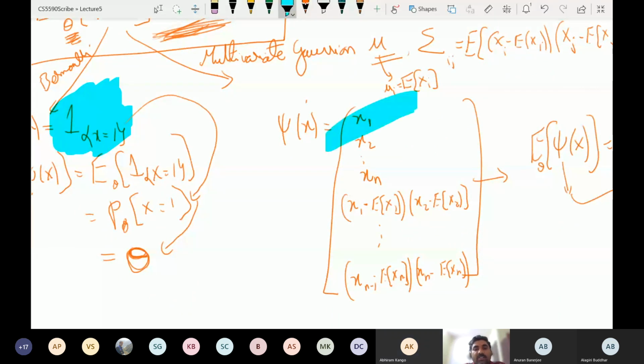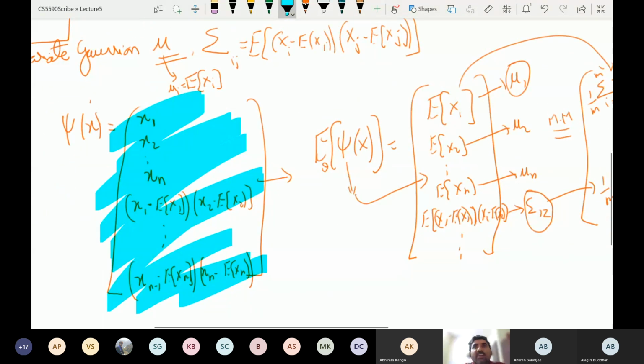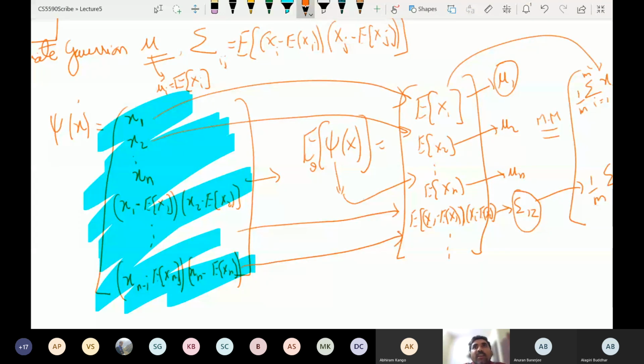So some ij-th entry here will be the ij-th covariance, right? So how is psi selected? Simply based on whatever parameters define your distribution. This can be done as long as your parameters are like expectations. But in some distributions, you may have parameters which are some functions of expectations.